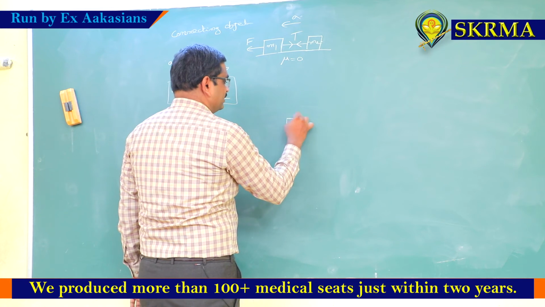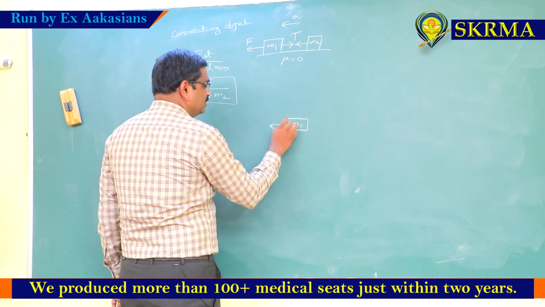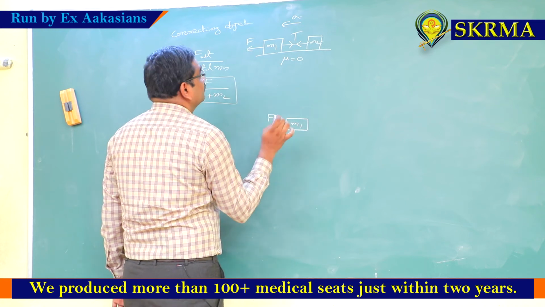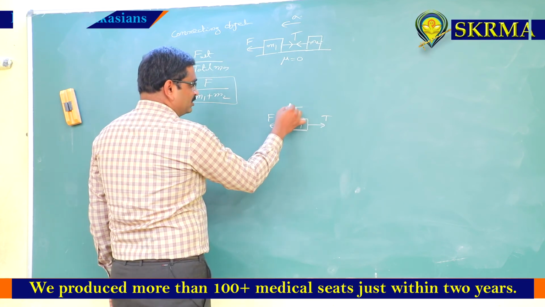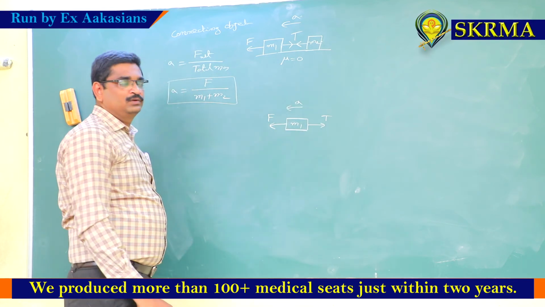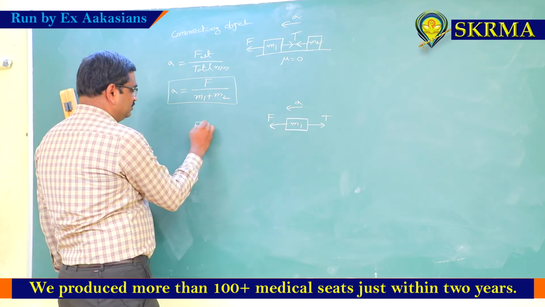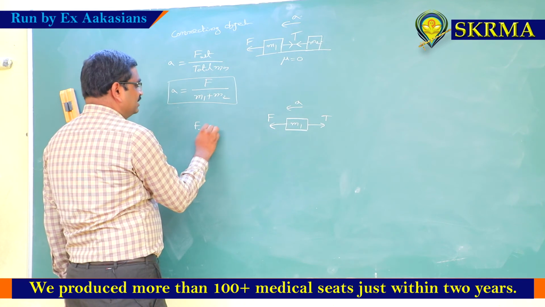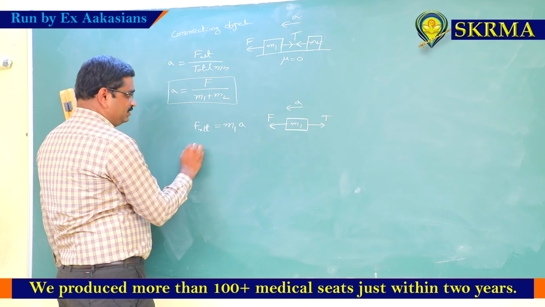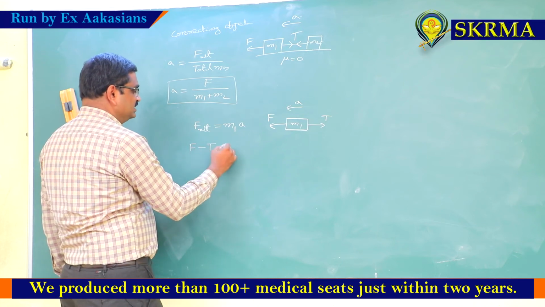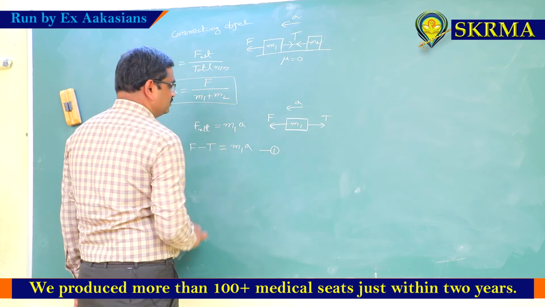For the first mass m1, the free body diagram or force diagram: force F is towards right and tension towards left. What about acceleration? Along the net force only. Now for this one apply Newton's second law. Newton's second law is F net equal to mass into acceleration. What is the net force there? F minus T equal to m1 into a. This is equation number 1.